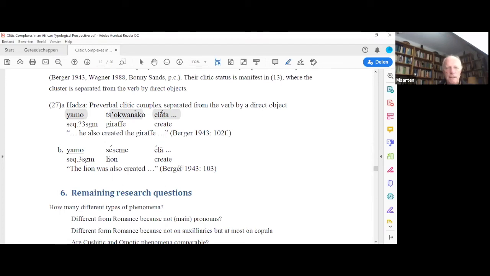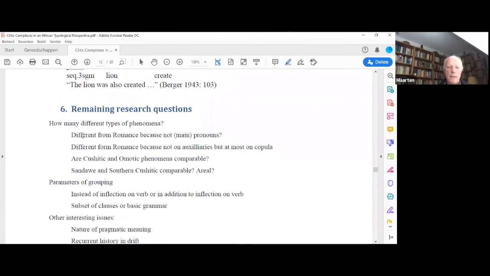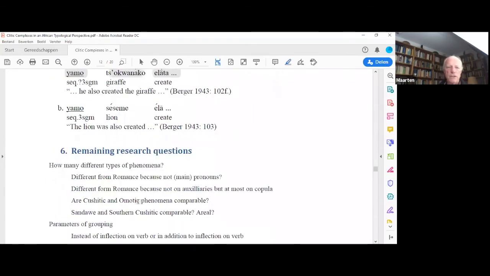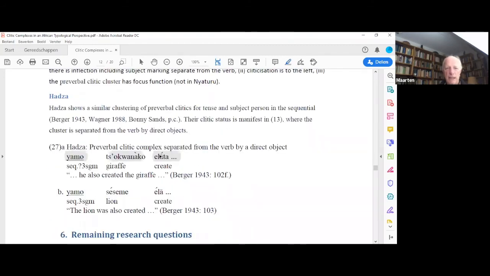It's more syntactic than the other article, which I have on Cushitic, which is more typological, morphological. So how many different types of phenomena do we have? I put here Romance, but maybe I should take that out. What kind of parameters do we have for the grouping? Is it the verb-object order in the imperative, the order in second position interrogation? Does that enable us to make clusters of features that go together? And what is the nature of the pragmatic marking? And yeah, what is it? Recurrent history, has it happened at one time? So these questions are a bit more on the synchronic analytic side, but I think very interesting.